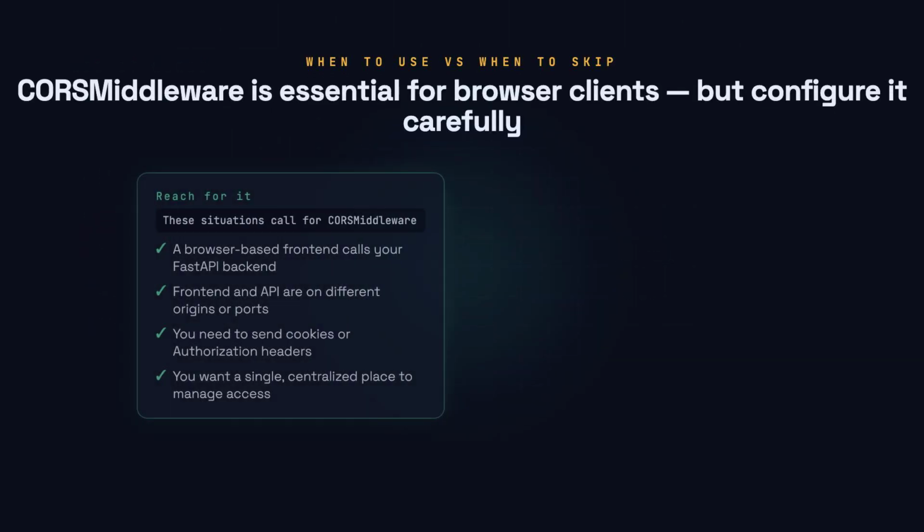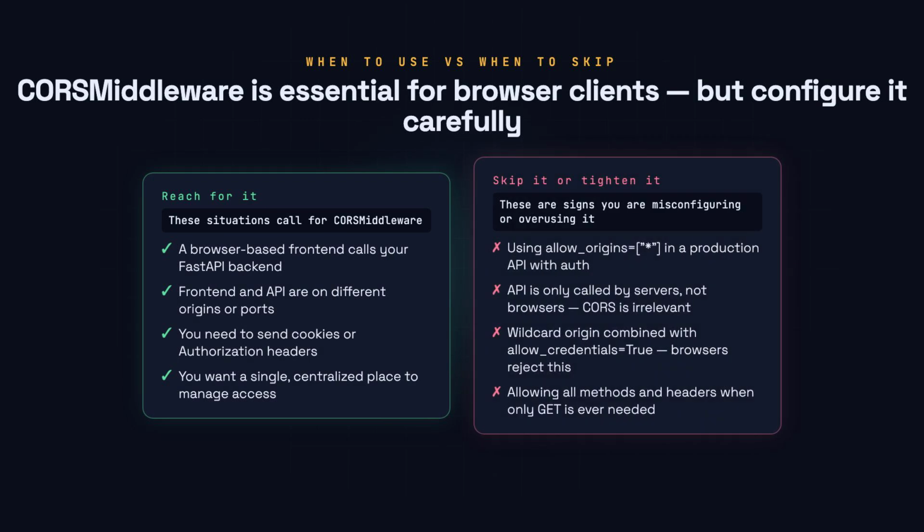Use CORSMiddleware anytime a browser-based client, React, Vue, plain JavaScript, needs to call your API from a different origin. Without it, those requests simply will not work. On the other hand, if your API is only consumed by other servers or mobile apps, CORS does not apply, and you can skip it entirely. And when you do add it, resist the temptation to set everything to wildcard in production. That opens your API to requests from any website on the internet, which is a real security concern.